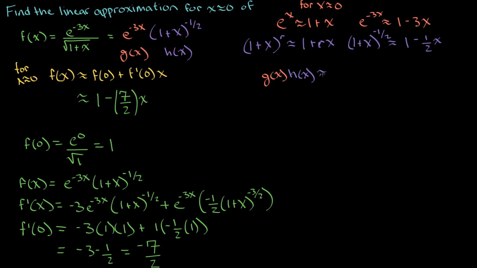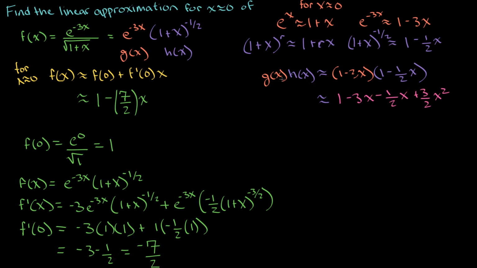And we're going to find this to be, maybe in a little bit, we'll switch colors. So we're going to multiply 1 minus 3x times 1 minus 1/2 x. So multiplying these guys out, what do we get? This is approximately, I'll switch to pink now, we're going to have 1 minus 3x minus 1/2 x, and then plus 3/2 x squared. So that's what we get.